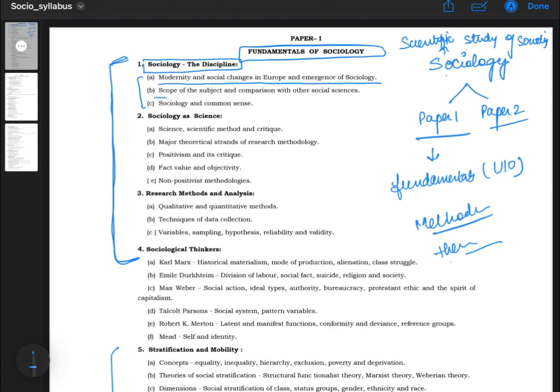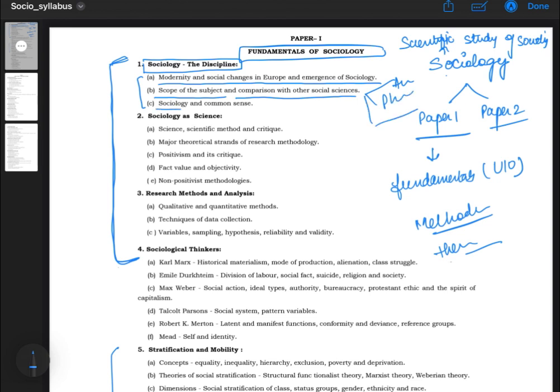The next is the scope of the subject, in which we will see what areas sociology covers, what basically the subject matter of sociology is, and then we will compare it with the other social sciences that exist. We will see what was the need of another subject when there were so many social science subjects already present at that time. So we will see how sociology is different from the other social science subjects, which might be anthropology, philosophy, political science, etc.